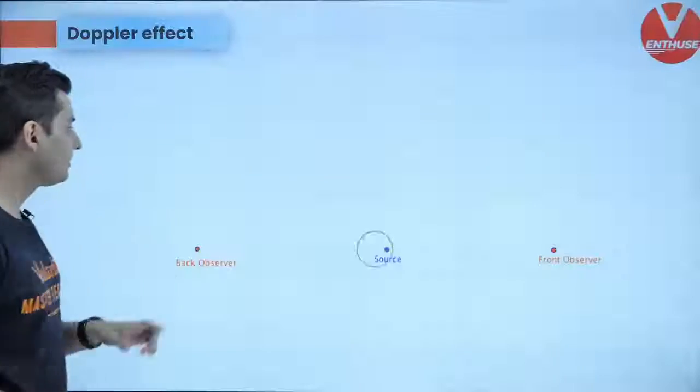I'm pretty sure all of you would have had very similar experiences: when a train is standing and honking, and when the train is moving, the horn sounds very different. So what is it that is happening? Let's look at that. That is called the Doppler effect.